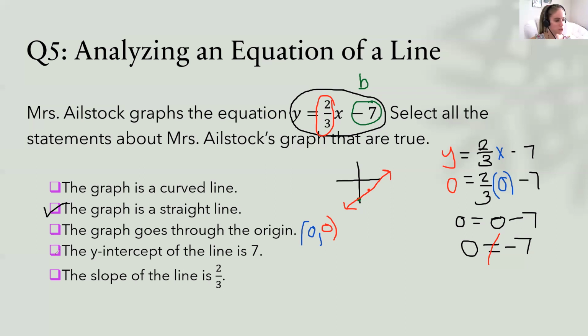Fourth option, the y-intercept of the line is 7. Hopefully you read that carefully and don't get tricked, because it is false. What is the y-intercept of our line? A -7. But that says positive, so it's false, not true. And the last one, the slope of the line is 2/3. Yep, the sign matches, our slope is our m. Therefore, those are the only two true statements.